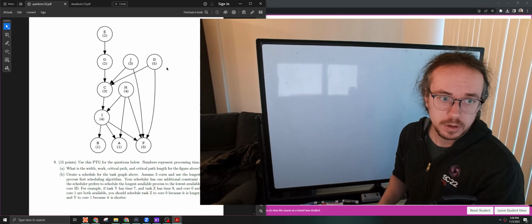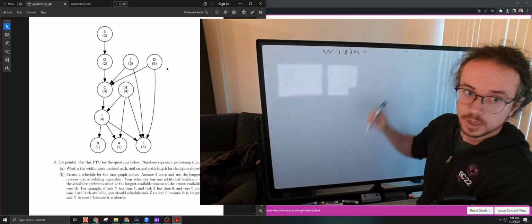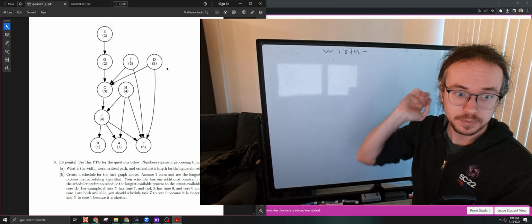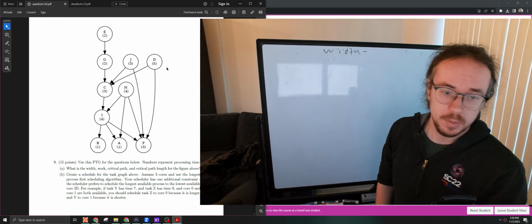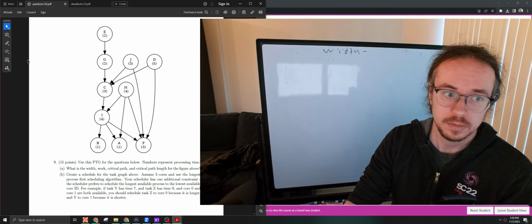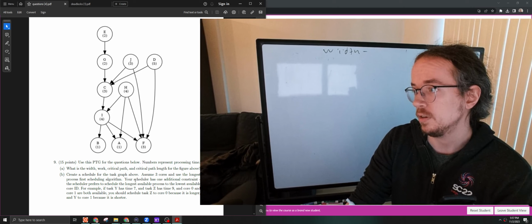All right, so width. The key with width here is that obviously it can never be more than the entire set. So you'll never have a width of 1, 2, 3, 4, 5, 6, 7, 8, 9, 10. You'll never have a width greater than 10.